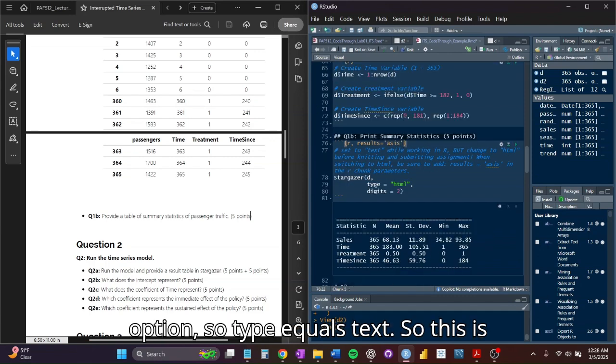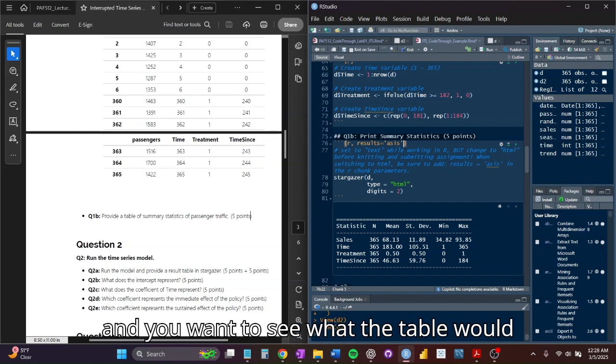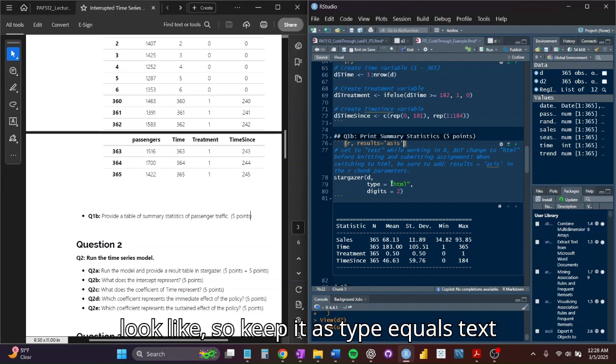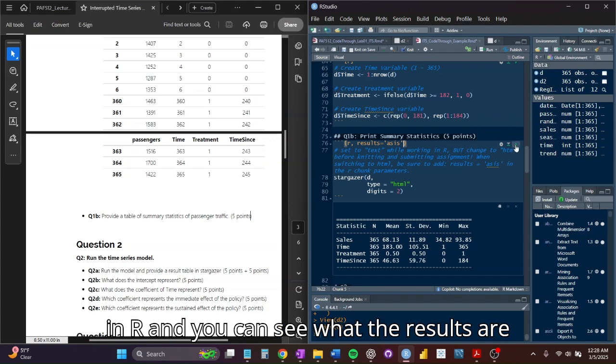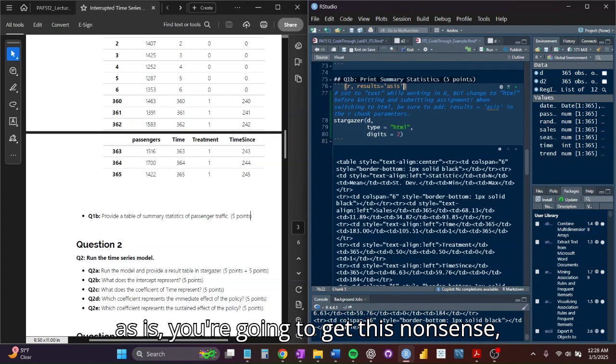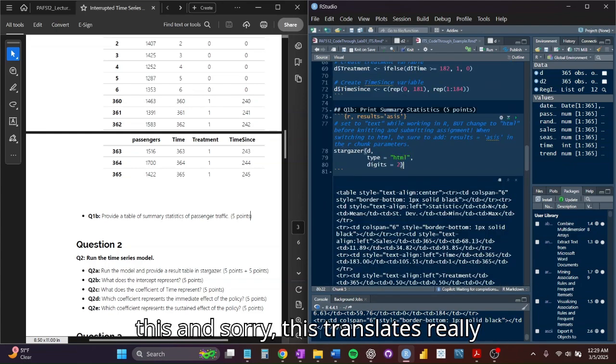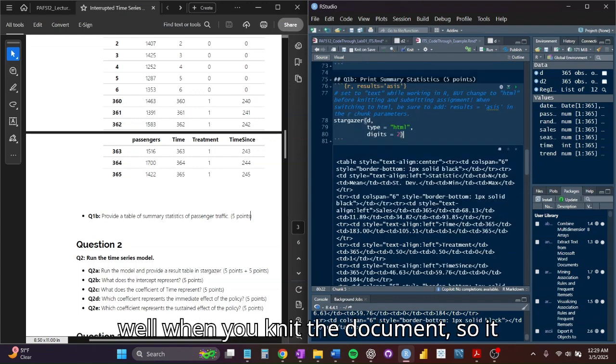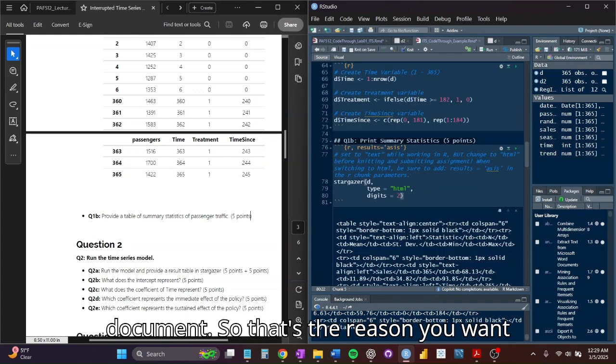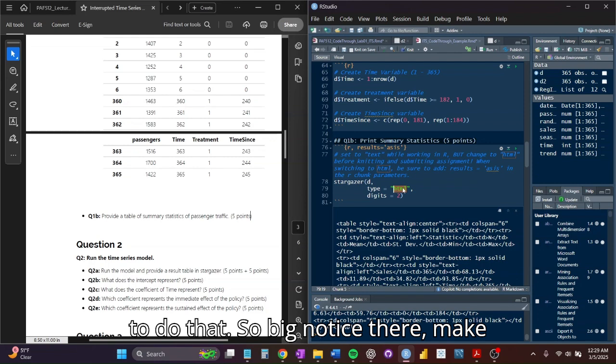And now what that's going to do, so this was already printed out. This is the text option, so type equals text. So this is very great for if you're working in R and you want to see what the table would look like. So keep it as type equals text in R, and you can see what the results are there. But if you switch it to HTML and as is, you're going to get this nonsense, which makes practically no sense. So what you're going to want to do is just change this. And sorry, this translates really well when you knit the document, so it creates a nice clean table in an HTML document. So that's the reason you want to do that. So big notice there. Make sure that you go through and do that correctly.